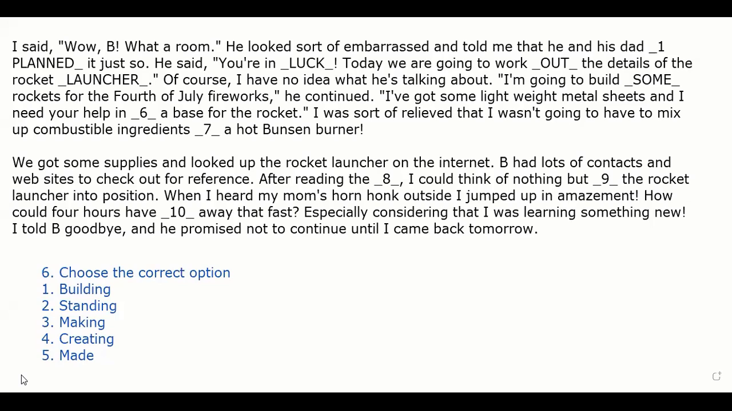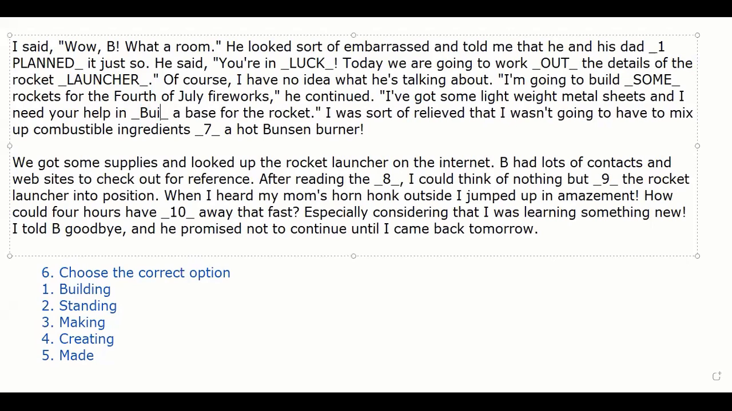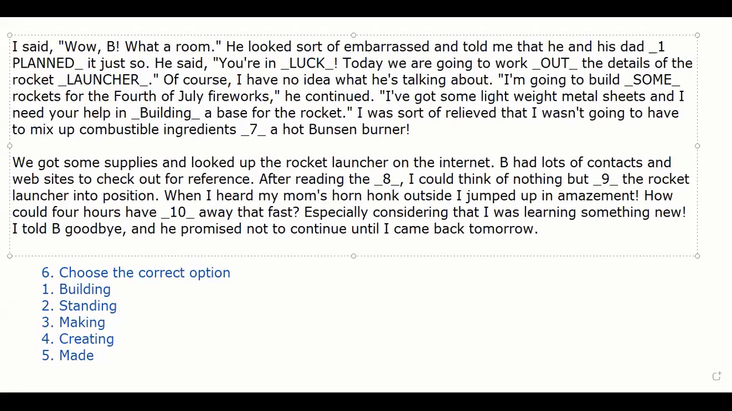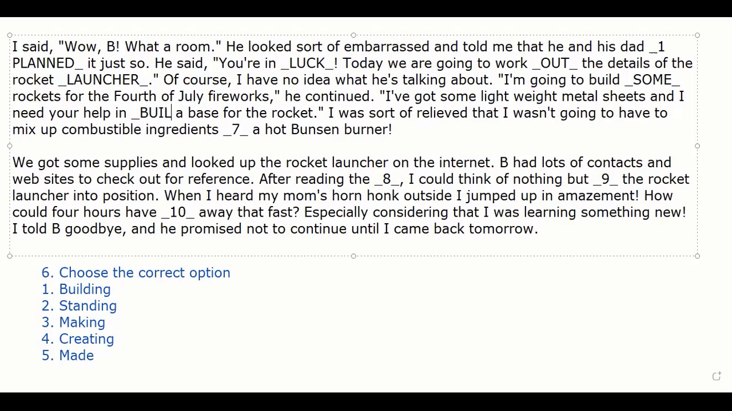Write your answer, everyone. Meghna, you can explain this in a moment. So it's building a base. Why is it building a base? Because I have got some lightweight metal sheets and I need your help in building a base. Because the base you always build. Yes, sir. Base you don't make. Base is always like you build a base. So building a base is correct. Let me write it in capitals so that we know that this is what we filled. Good. Building a base.